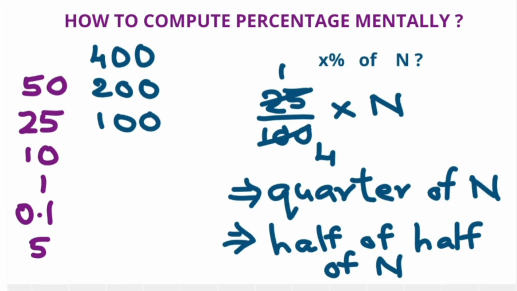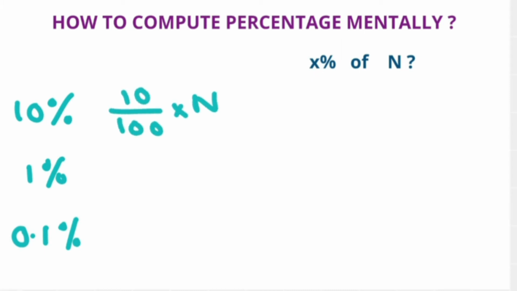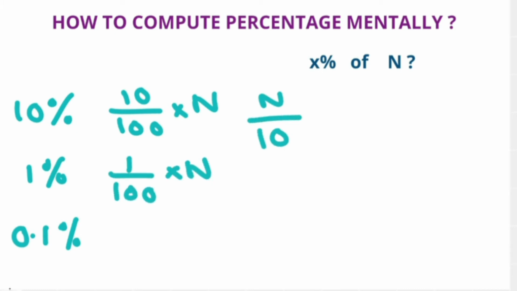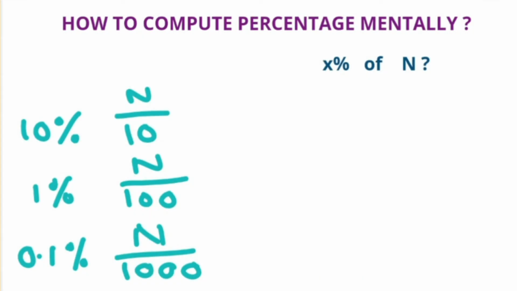Good so far. The next three percentages, 10, 1 and 0.1, are very simple if you know a trick. Let me show you. We have 10, 1 and 0.1 percentages. 10% means 10 by 100 of n is equal to n by 10. 1% is 1 by 100 of n equals n by 100. 0.1% means 0.1 by 100 of n equals n by 1000. Now, consider any number with any number of digits as n.